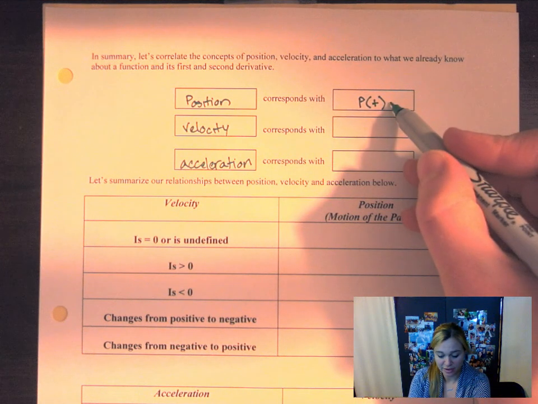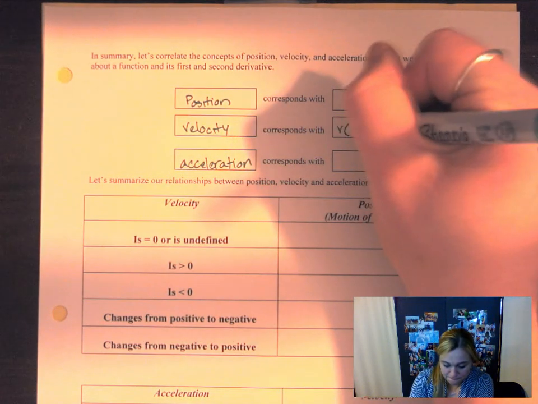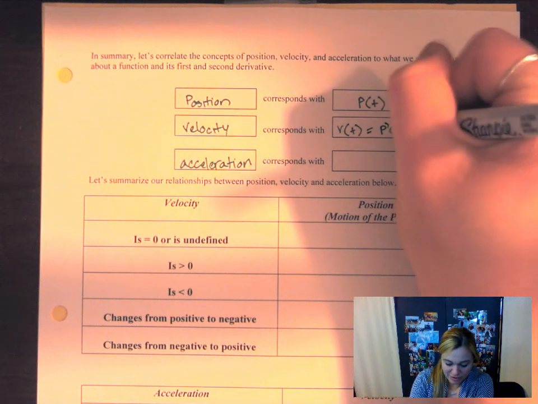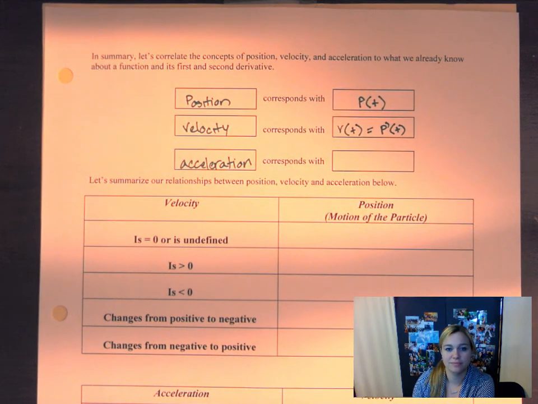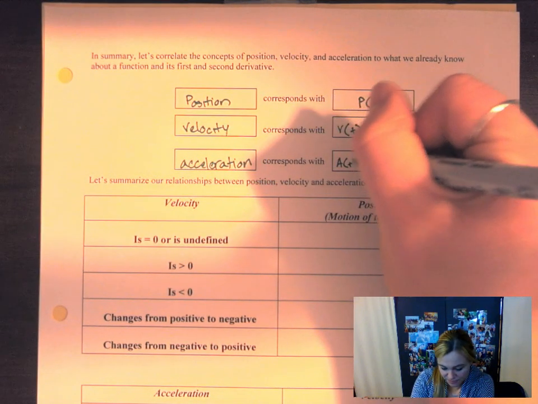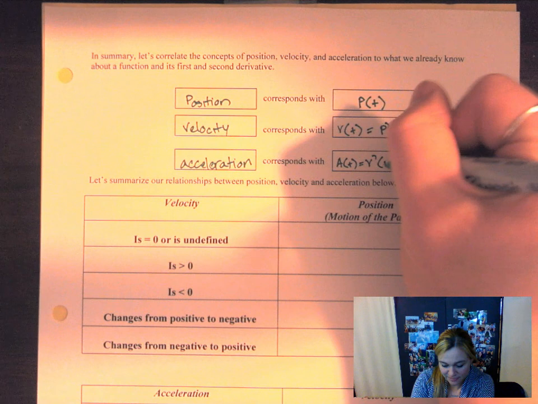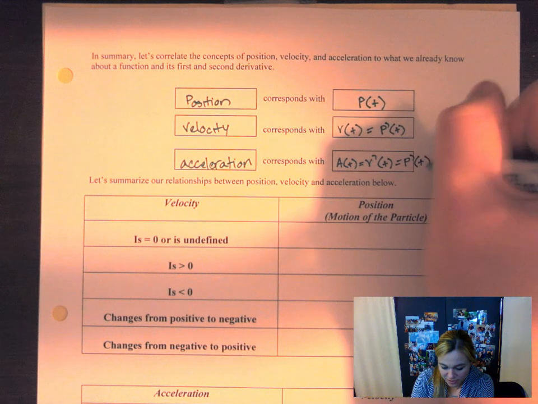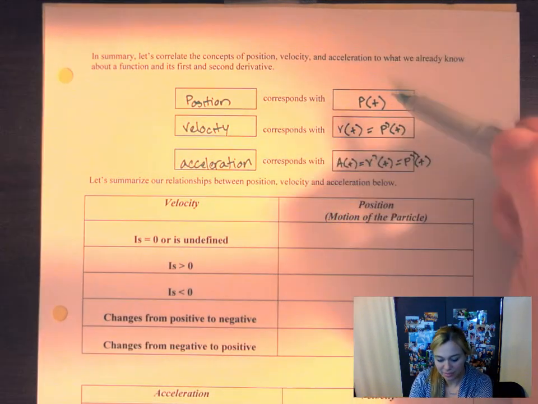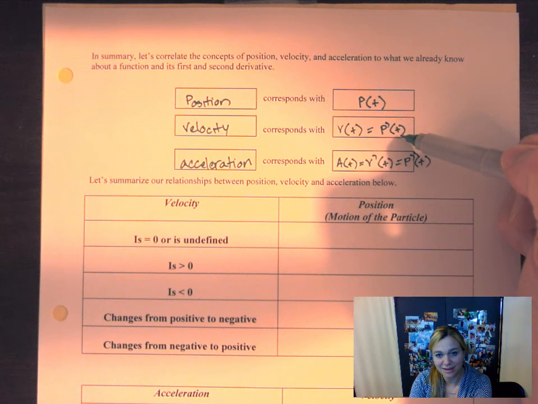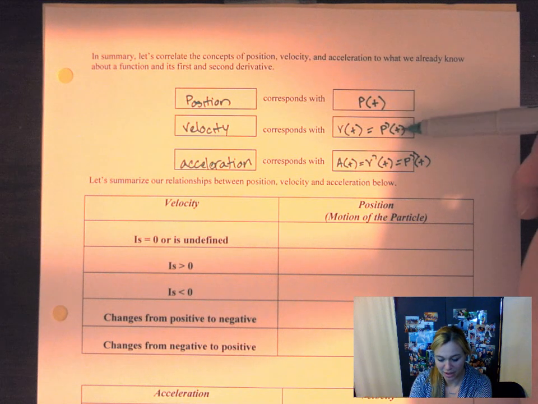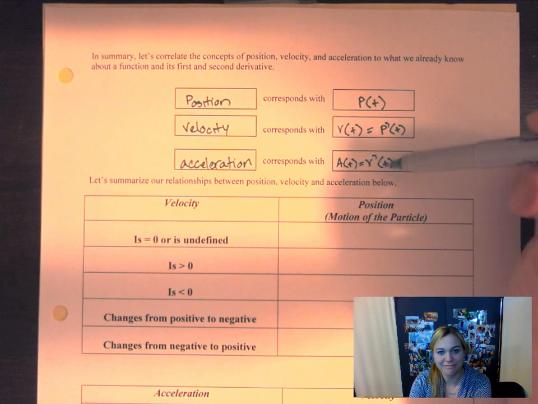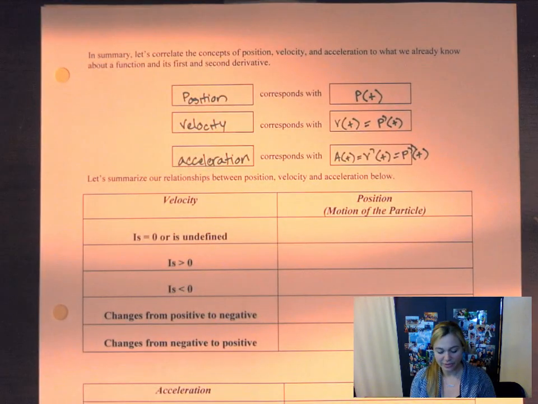You're given a function. Velocity is the derivative of position. Acceleration is the derivative of velocity, and also the second derivative of position. So I'm thinking position, I take the derivative, I get velocity, I take the derivative of that, and I get acceleration. So you can see p, p prime, p double prime, v, v prime, works.